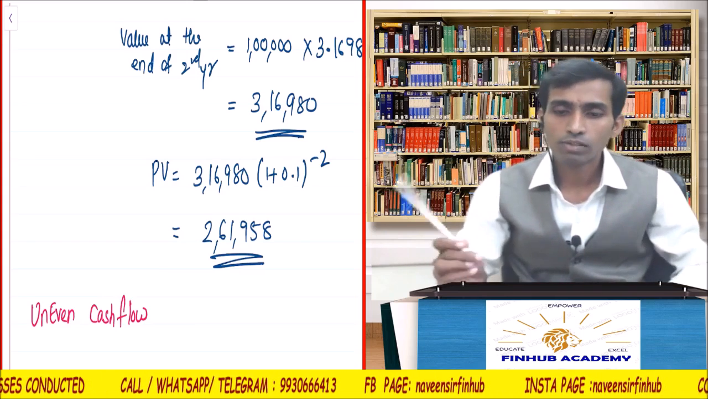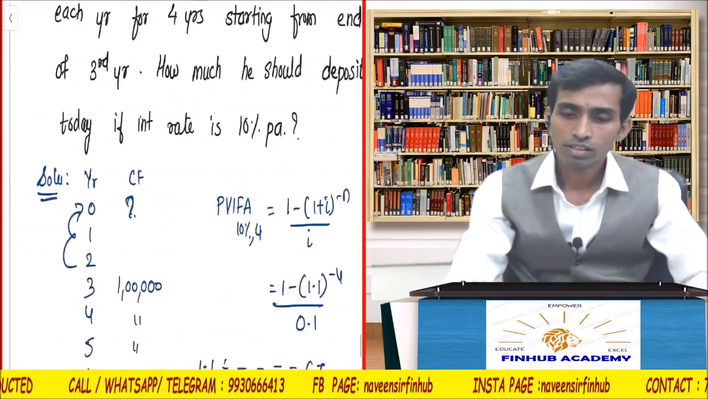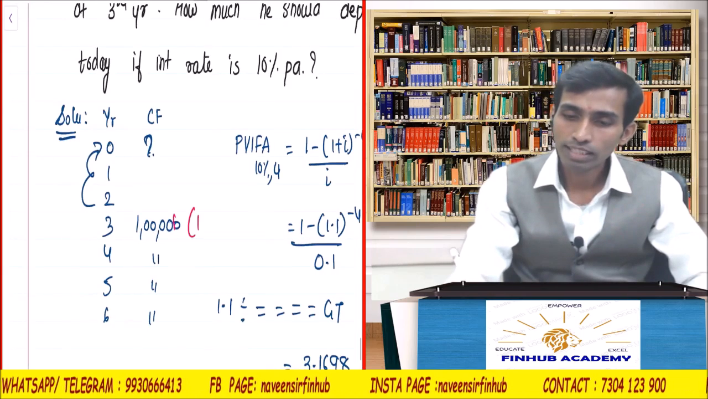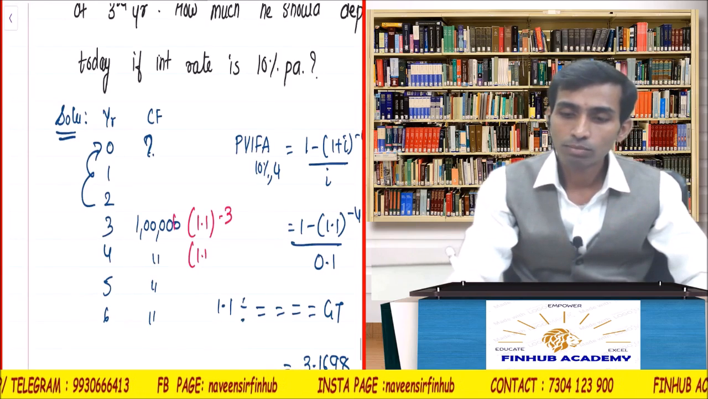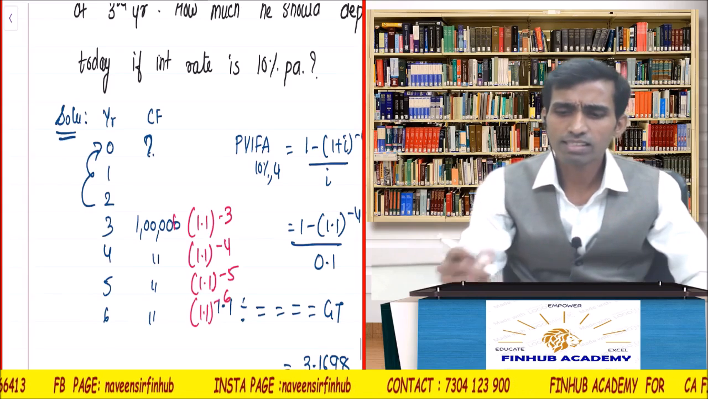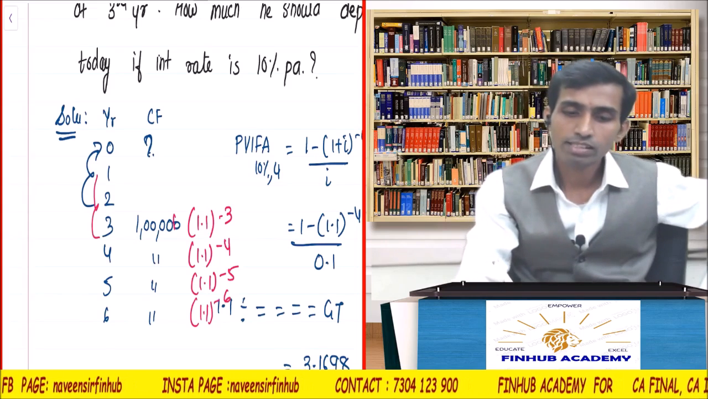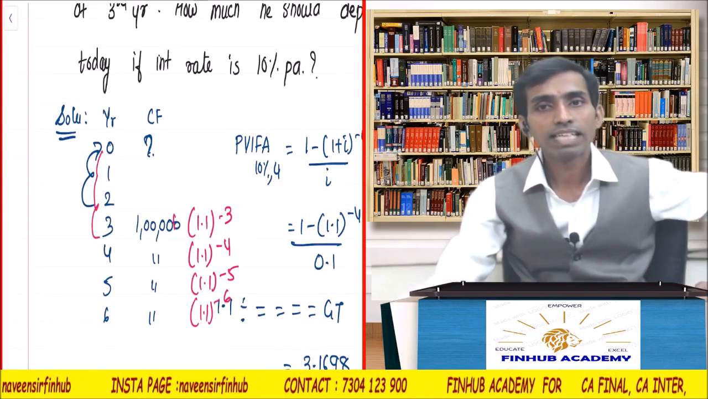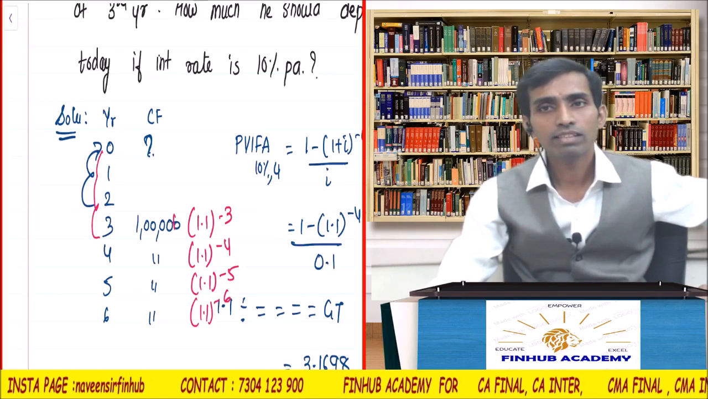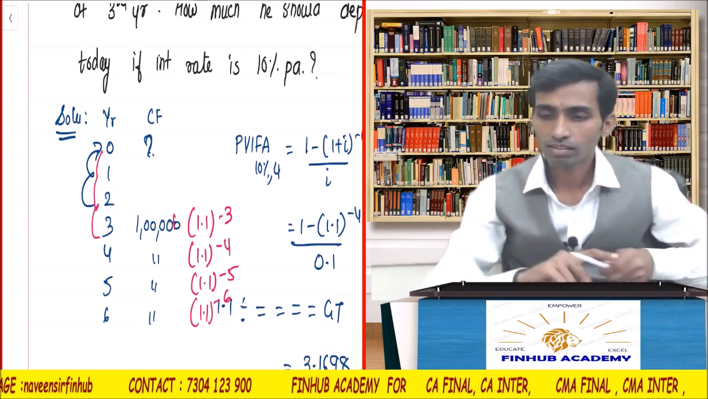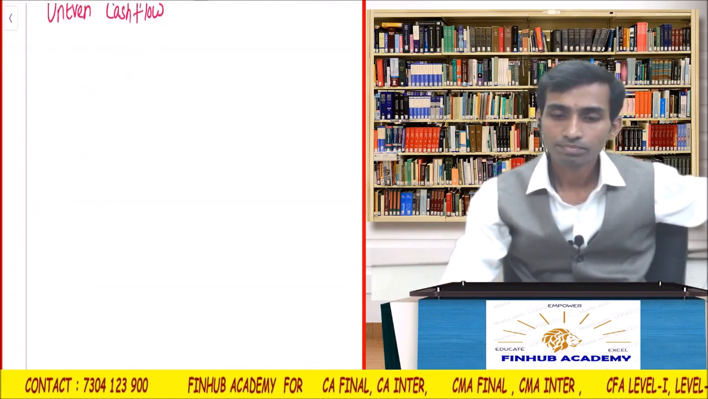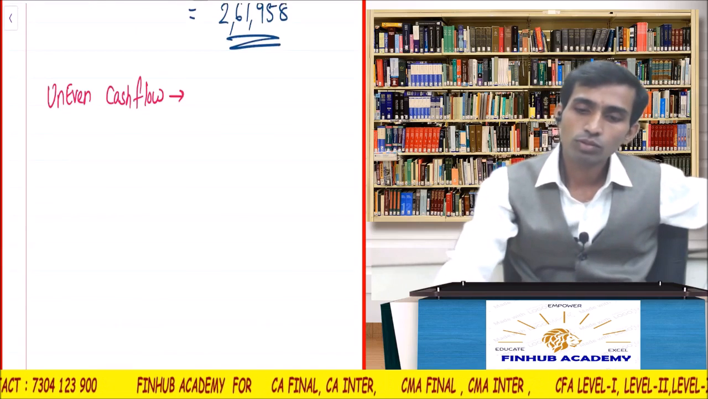No problem. See, what you should do is multiply. I'm just telling you, for those who want to do it: 1.1 raised to minus 3, 1.1 raised to minus 4, 1.1 raised to minus 5, 1.1 raised to minus 6. Done now. I pulled this using 3 years back. Correct? Done. That's it. Okay? Is it clear? Fine. Uneven cash flow.